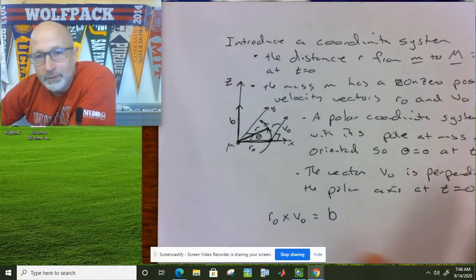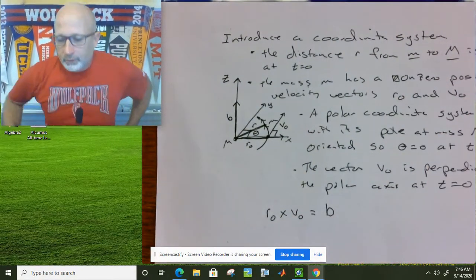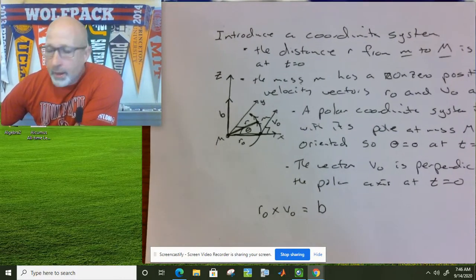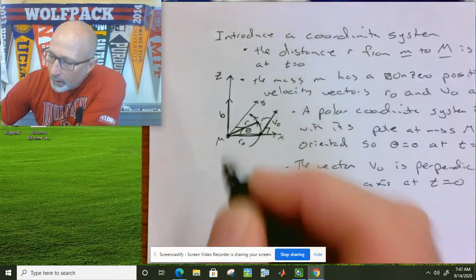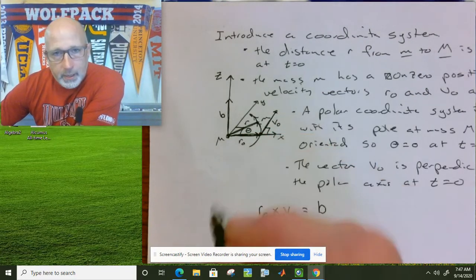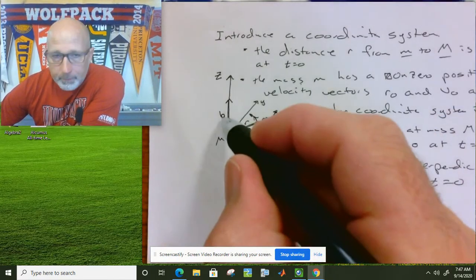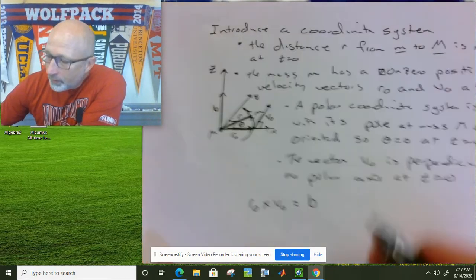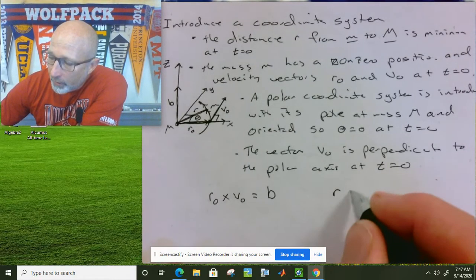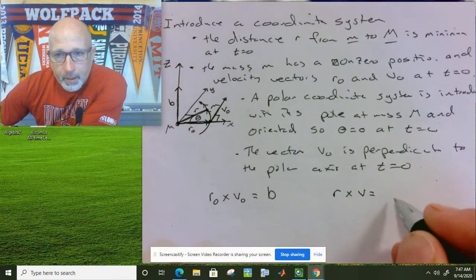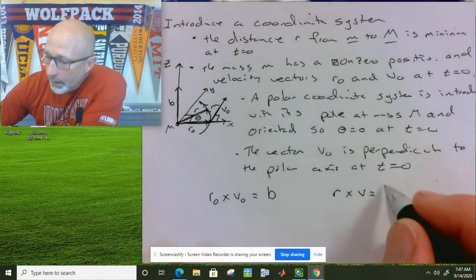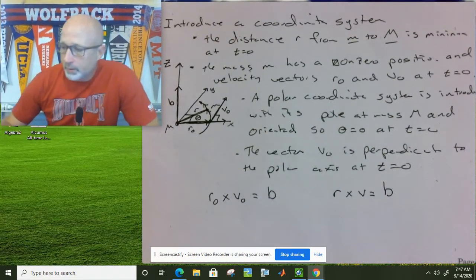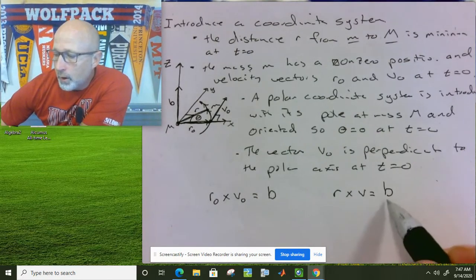Now, what's really nice about this, and this is the crux of it all: since v naught and r naught are vectors in that plane, and when I cross them, I get b, well, r naught and v naught are constants. What that means is when I take any two vectors in the plane, which I'm going to call r and v, crossing them is always going to be equal to b, because that's the definition of it. That's how we actually came up with it. So I'm going to take these two, cross them, and get a vector b.